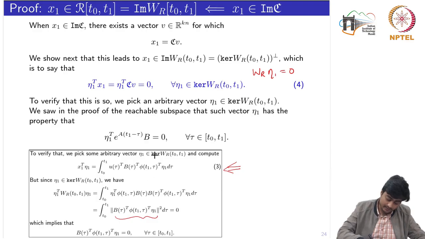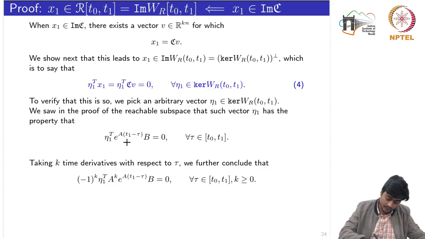So this part I have written here only by taking the transpose. If you take the transpose of this equation, you would get eta 1 transpose phi into B, sorry, B only without the transpose. So here we have eta 1 transpose phi, which for the LTI system is an exponential matrix, into B is equal to 0. Okay, so I knew this already, so I just skipped all this part which we have already proved.